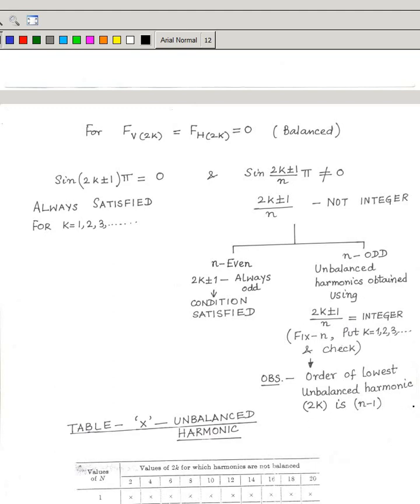So if they are integers, then that harmonic for this n number of cylinders is not balanced. And the lowest balanced harmonic, so what is the smallest value of k which you can get for unbalanced, that is for the smallest value of k, twice k by n should be equal to 1. This is for the smallest value of k. So twice k, rather, is n minus 1. So this is the smallest harmonic which is not balanced.